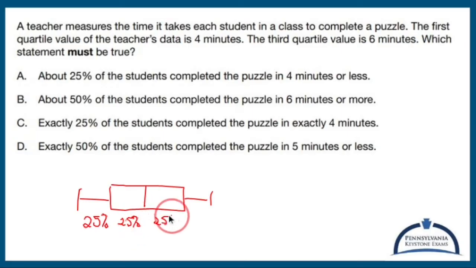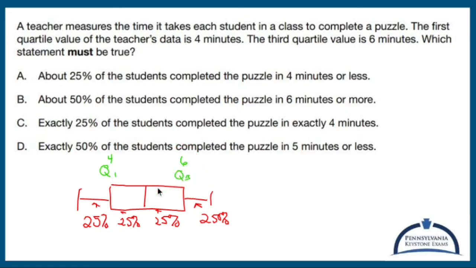So basically, this teacher is timing every kid. They say, on your mark, get set, go. And they're like, oh, you got it done in 3 minutes, and you got it done in 4 minutes, and you got it done in 10, blah, blah, blah. And they take all that data, and they make a chart out of it. Well, quartile 1 is this chunk right here. That's quartile 1, and they say 4 minutes for that. Quartile 3 is that chunk right there.